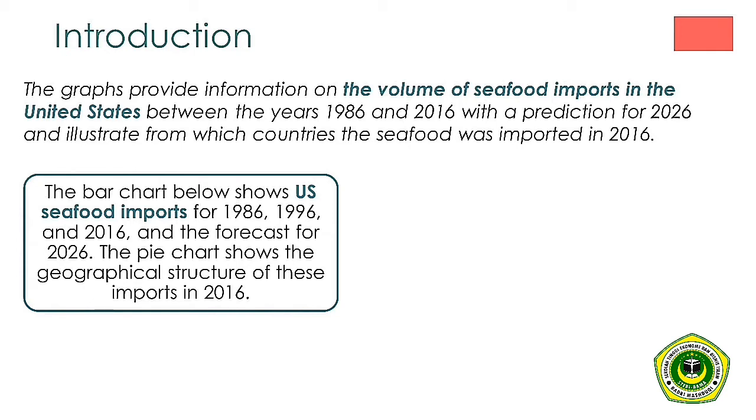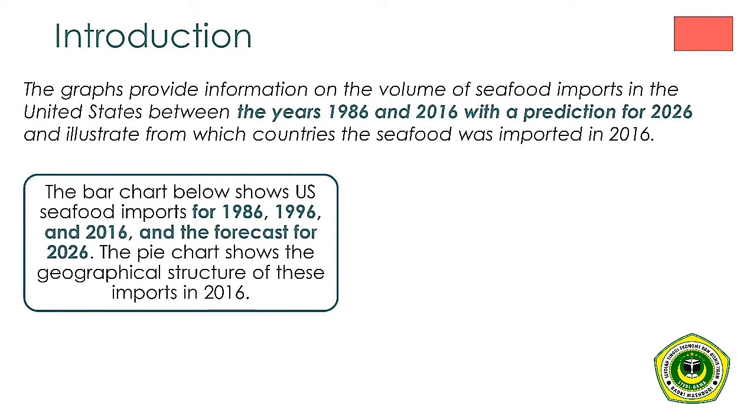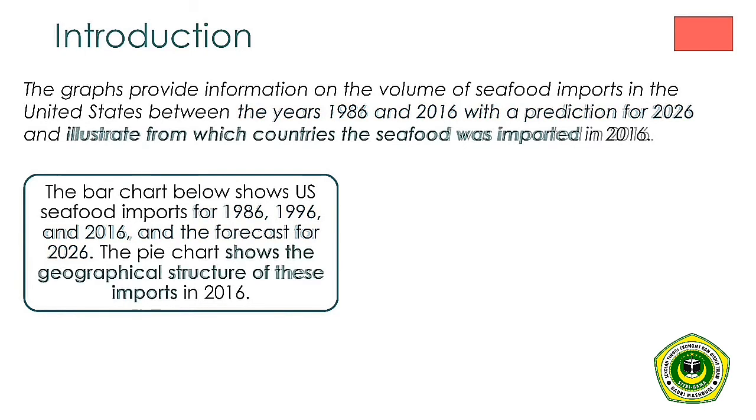Don't force paraphrasing. Instead of 1986, 1996 and 2016 and the forecast for 2026, I wrote between the years 1986 and 2016 with a prediction for 2026. That was the description of the first chart. Let's compare the description of the second chart.